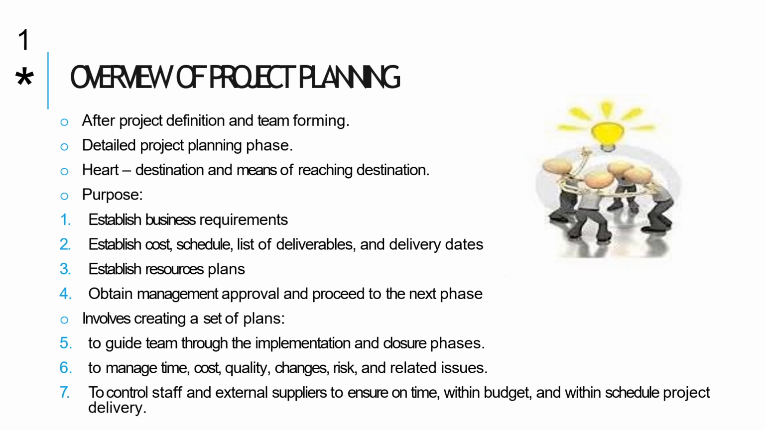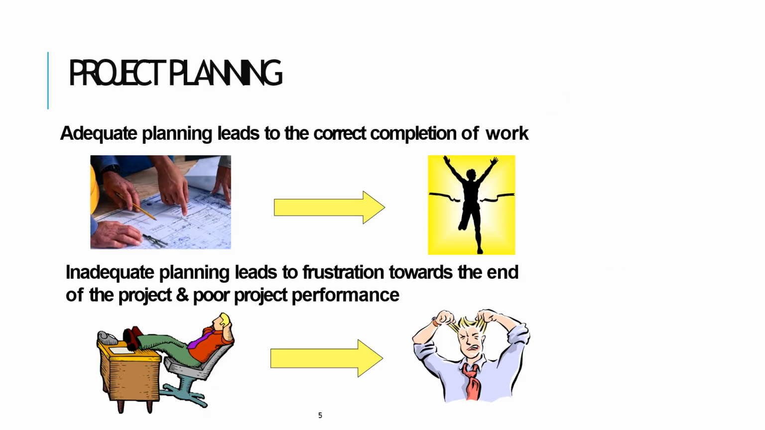That's a lot of planning you need to do in your project planning. First is to guide the team through the implementation and closure phases. Secondly, to manage time, cost, quality, changes, risks, and related issues. Finally, you need to control your staff and external suppliers, and ensure on-time, within-budget, and within-schedule project delivery. This is what we already learned previously.